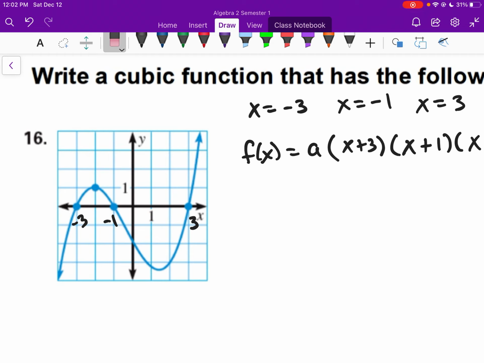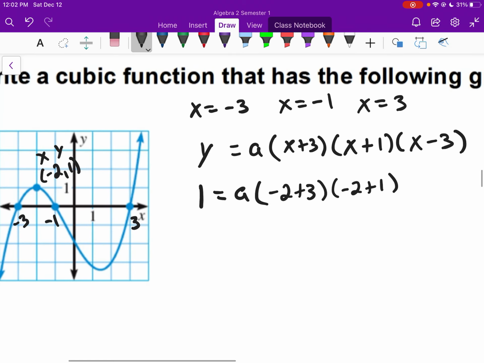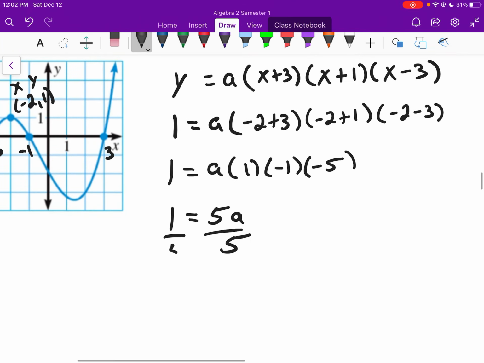Now, in order to find that a value, we need to use that other point. Let's write this as y equals instead of f of x. In this point, we got -2, 1. Just like we did with quadratics, you need to use that point and plug it into x and y. So we got 1 is equal to a times -2 plus 3, -2 plus 1, and then -2 minus 3. Simplifying each of those parentheses, 1 is equal to a times 1 times -1 times -5, which gives 1 is equal to 5a. Dividing by 5, you get a is equal to 1/5.